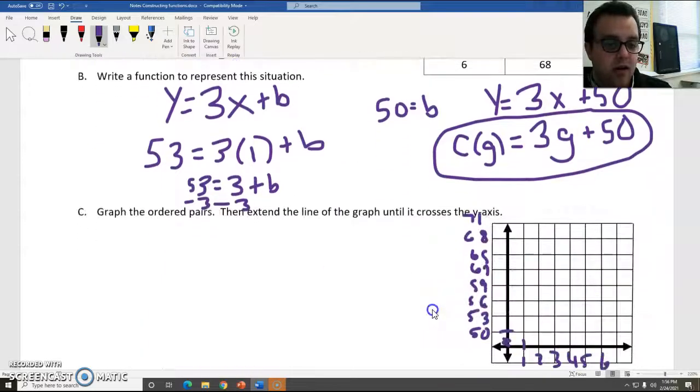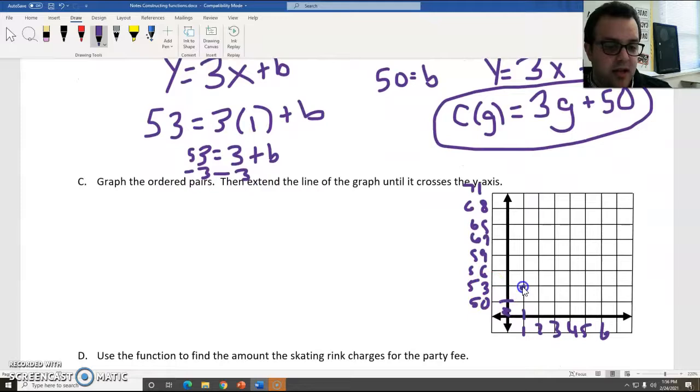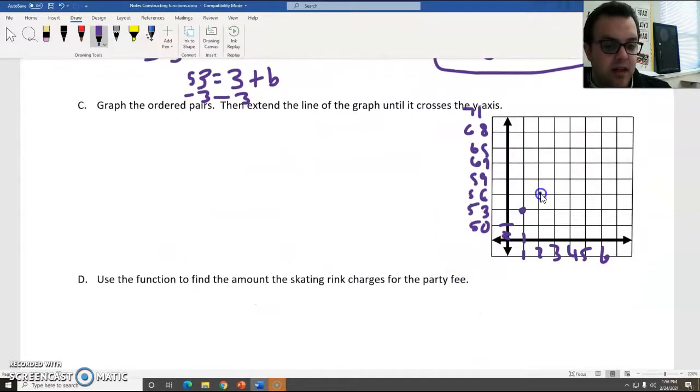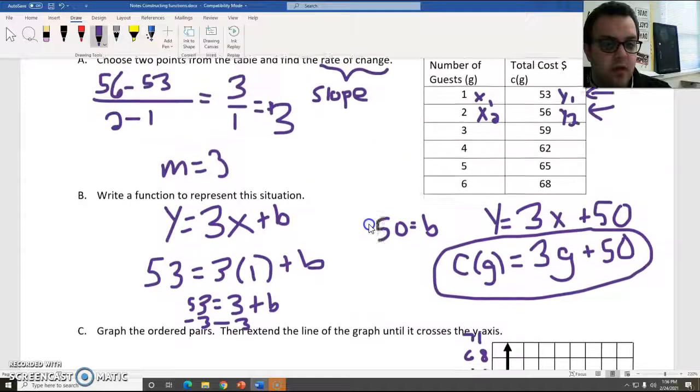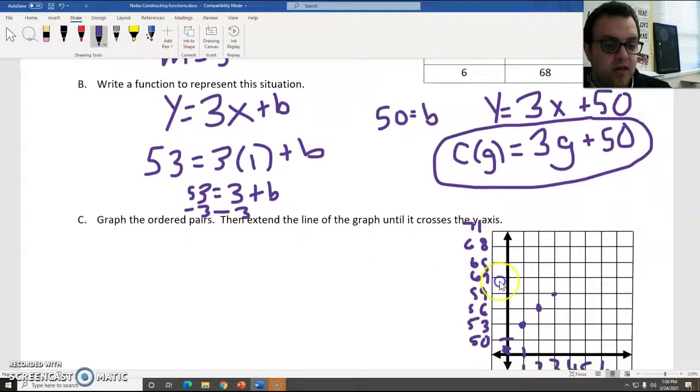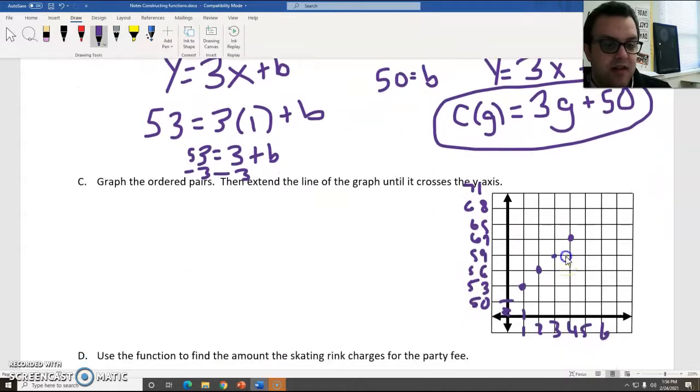And so we have 1, 53, so that point's going to be here. The next one we have is 2, 56. That's going to be here. We have 3, 59. That's going to be here. The next one we have is 4, 62. That's going to be here. 5, 65. That's going to go here. And then 6, 68. That's going to go here. We kind of extend that out.